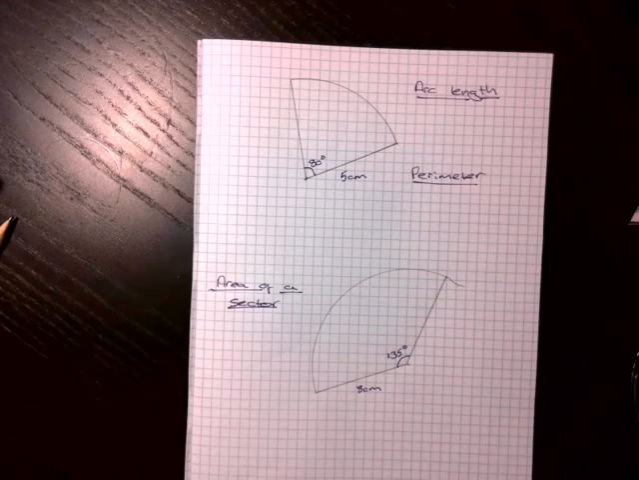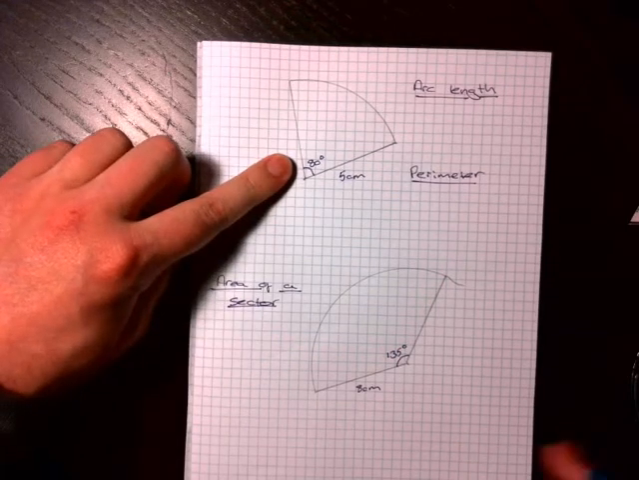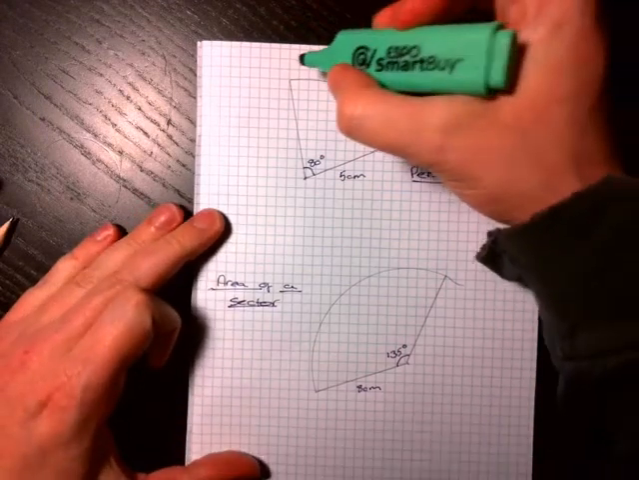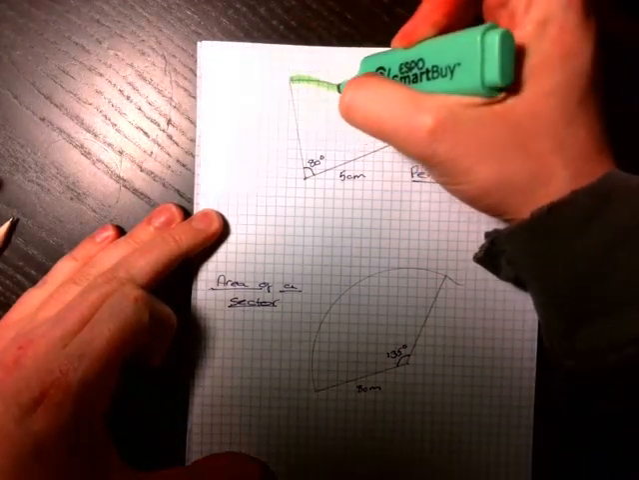Okay, so some people have been having some issues with lengths of arcs, perimeters of sectors and areas of sectors. So I'm just going to do a quick video of my own to see whether we can tidy this up. First of all, we're going to work out the length of the arc of this shape here. So the arc is the curved bit, just the curved bit.